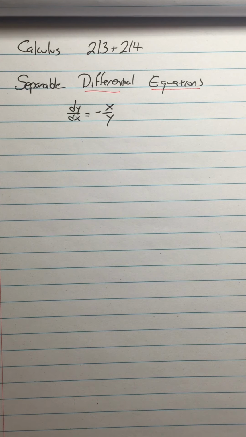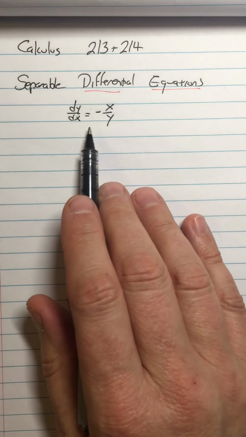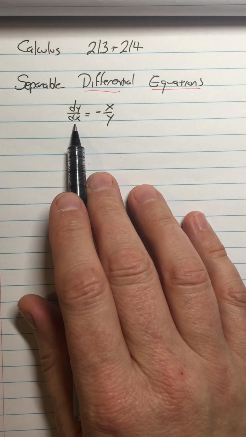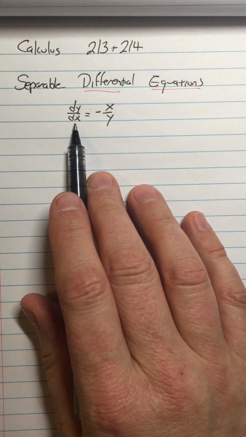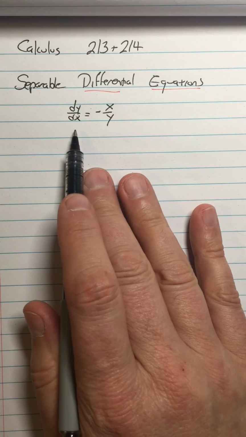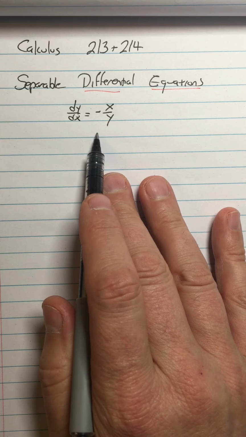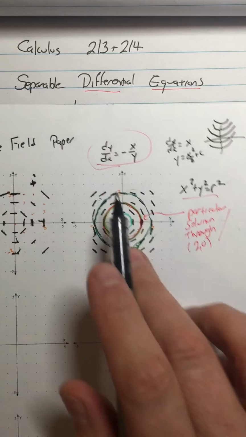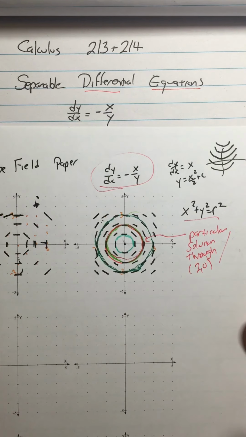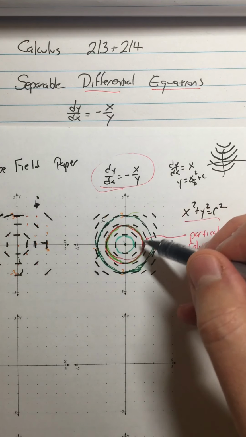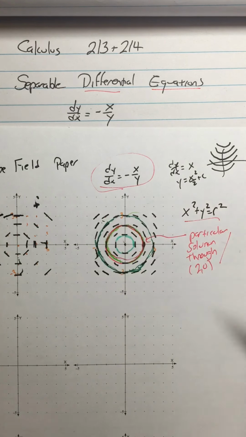So we got this from somewhere, right? And what we first did with these is make a slope field. So here's the slope field that we made for dy dx equals negative x over y. And what we knew from the slope field is that the solutions have to be circles.